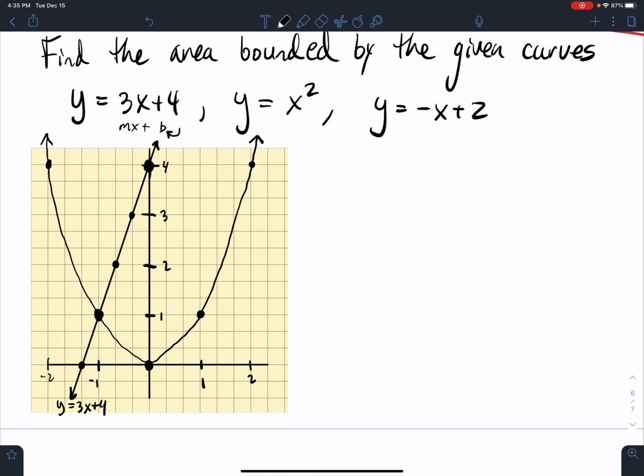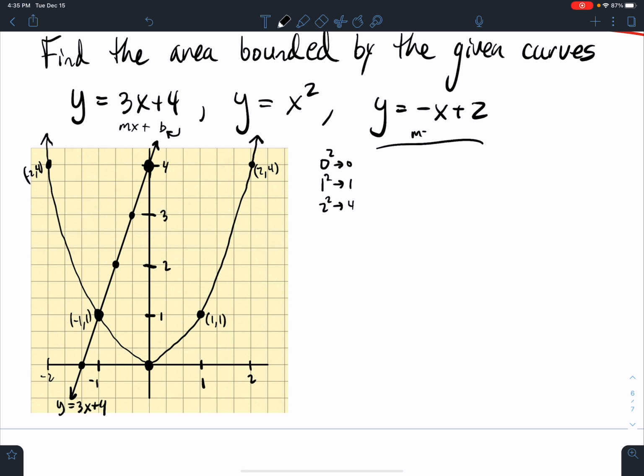If you're having trouble finding dots, what do you do? You plug in points, right? If I plug in 0 squared, I get 0. 1 squared, I get 1. 2 squared, I get 4. So I have (1, 1), (2, 4), (-1, 1), (-2, 4), and so on.